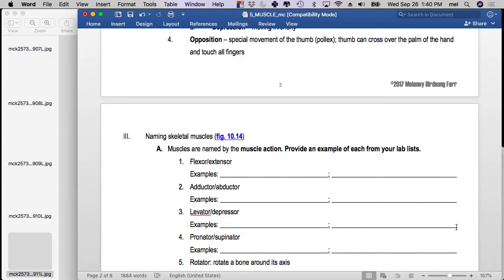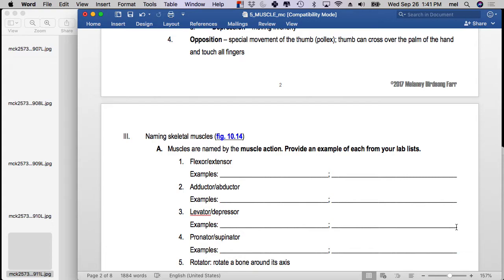The extensor digitorum. What is that doing? Extensor digitorum. It's an extensor, so it's on the back side, yes? And it goes all the way to the digits because it does digit extension. Show me digit extension. All right? Okay.